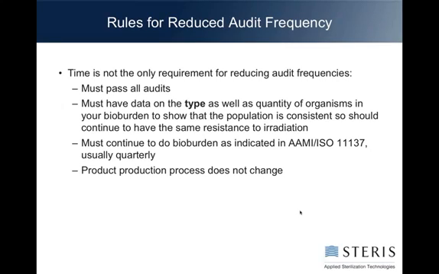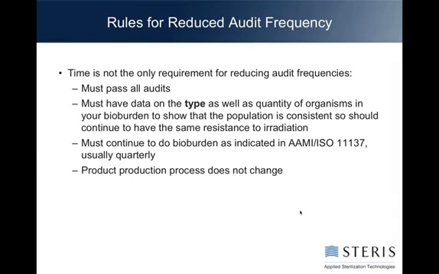Rules for reduction of the dose audit. Time is not the only criteria. You must pass all your audits. You must have data on the type as well as quantity of organisms. So bioburden in reality is not just a number. It is a makeup of a population of organisms that each have their own individual resistance.